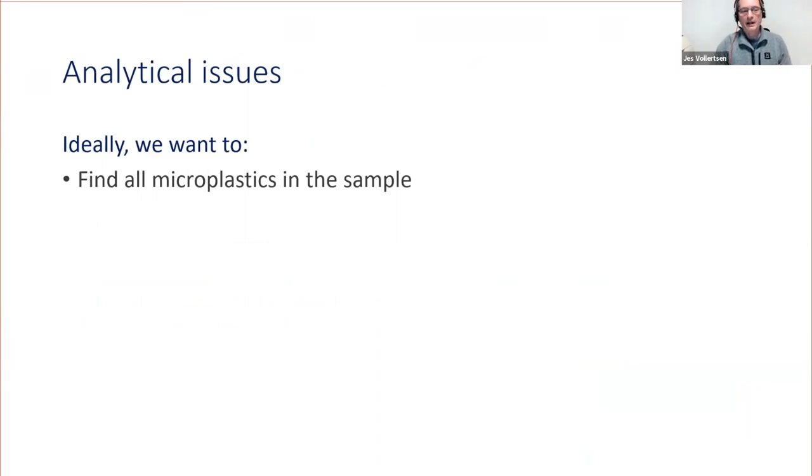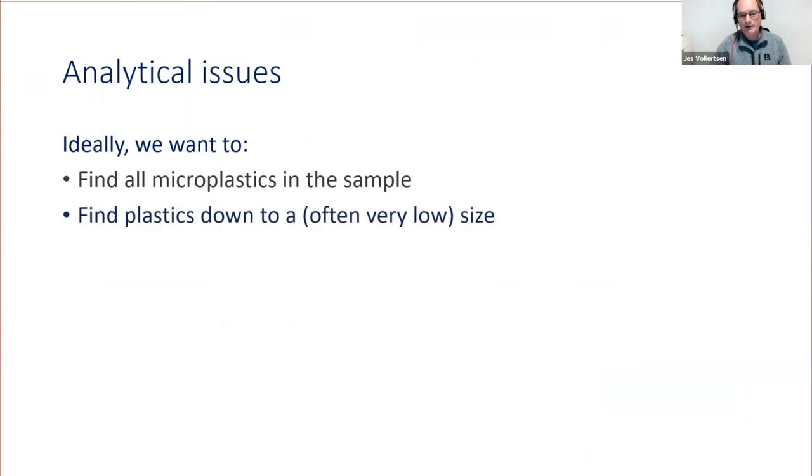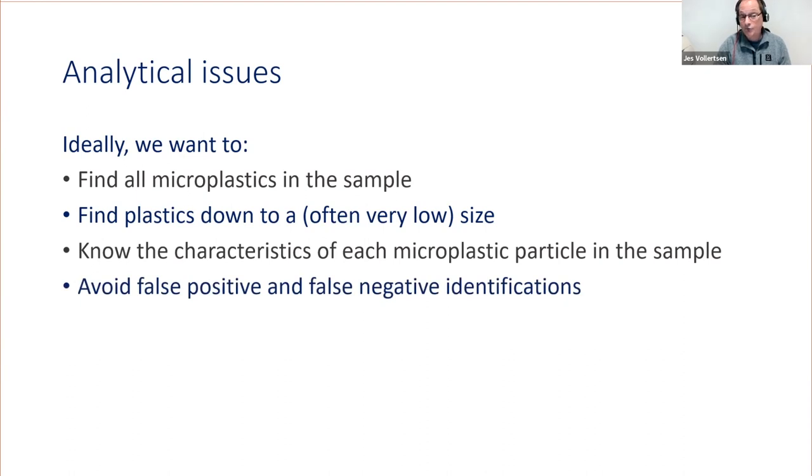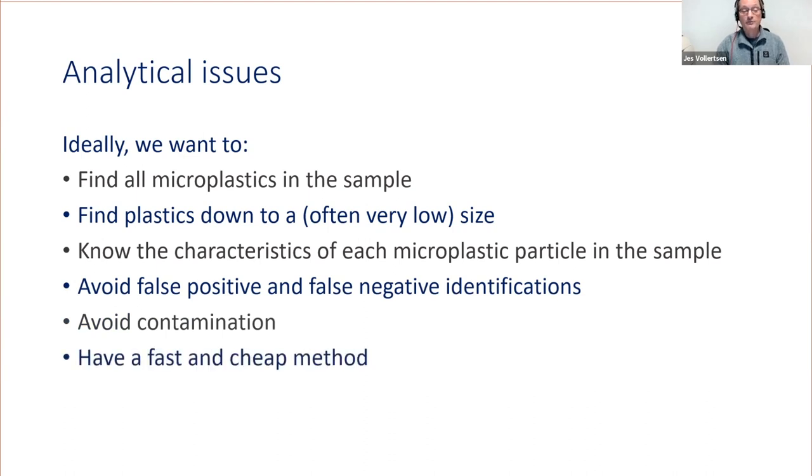So when you're analyzing, we ideally want to find all the microplastics in the sample, and we often want to find the plastics down to a rather low size. As I indicated before, maybe 10 micrometers was our goal with the filters. And for the particles we find, we want to know the characteristics of each and every microplastic. And we want to avoid calling a particle a plastic if it is not, and we want to avoid overlooking a plastic particle. And this is pretty tough, but this is what we ideally want. And we want to avoid contamination, and it also has to be cheap and fast.